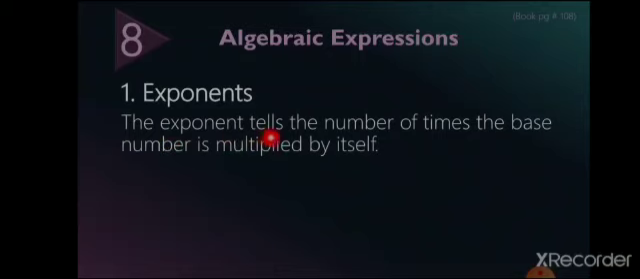So the exponent tells the number of times the base number is multiplied by itself. So here's the example. 4 can be written as 2 multiplied by 2, or it can be written as 2 raised to power 2, or it is read as 2 squared, or 2 to the power of 2. So 2 is the base. This 2 is the base, and the power is called the exponent. The exponent of a number indicates the number of times a particular number is multiplied by itself.